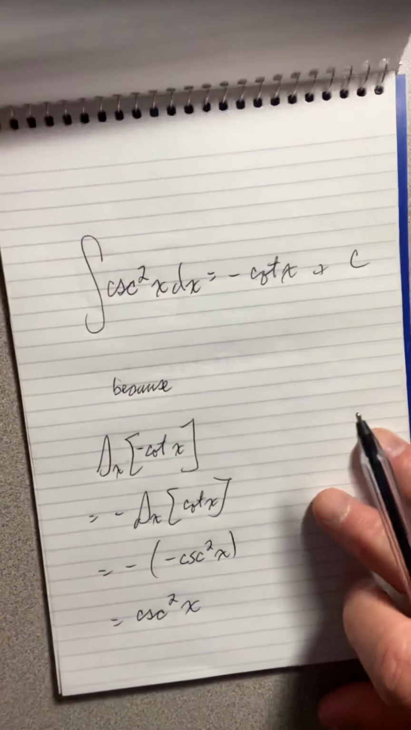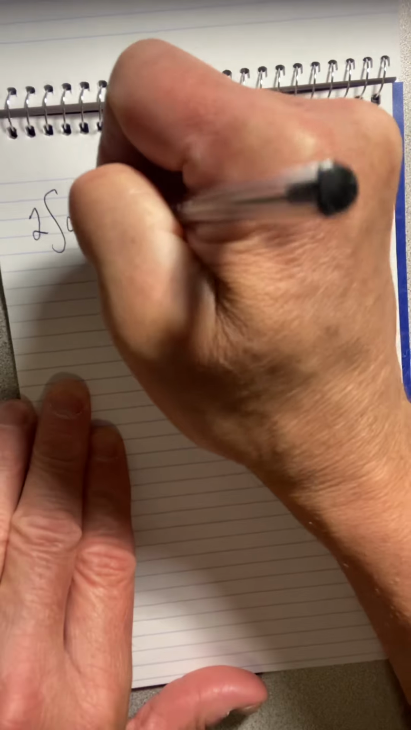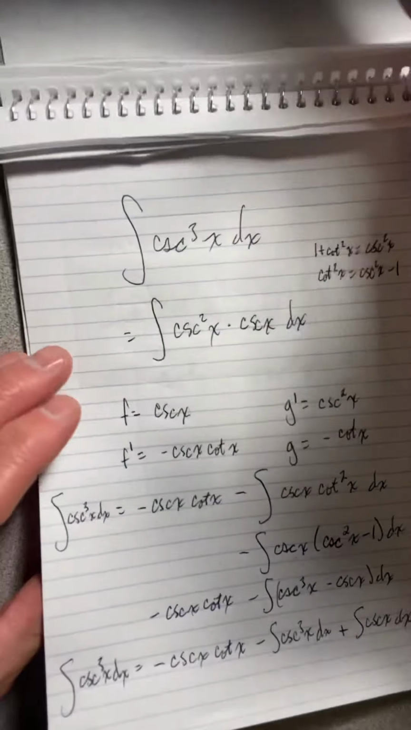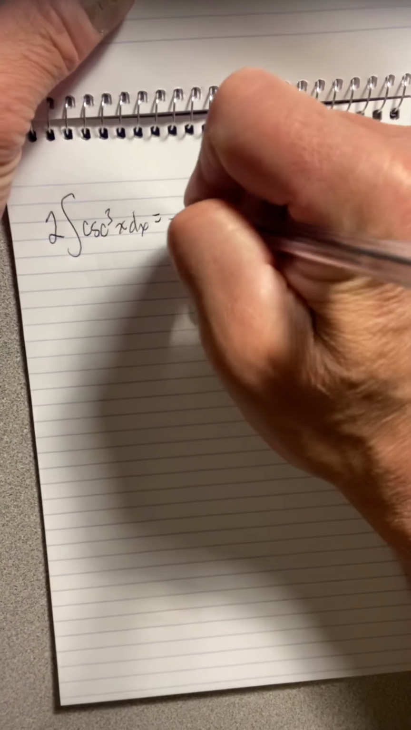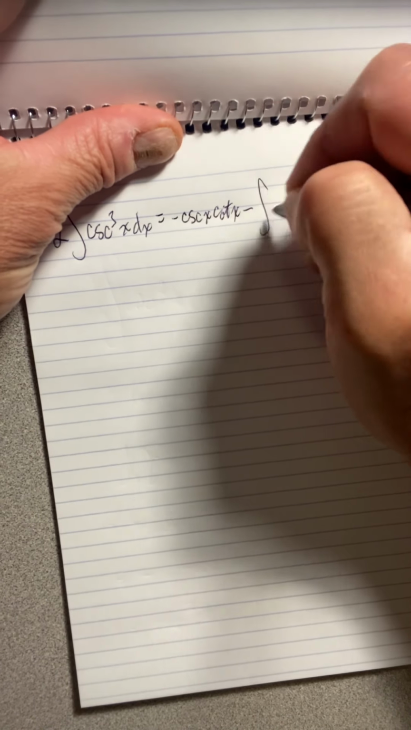So I kind of just acted like we knew all that, but when I planned the video, I had said maybe I should remind y'all. Okay, but where are we? We have 2 times the integral of cosecant cubed x dx, and it's equal to the negative cosecant cotangent minus the integral of cosecant x dx. Now the way we're going to handle that, no, it was plus. Okay, plus, because the negative distributed.